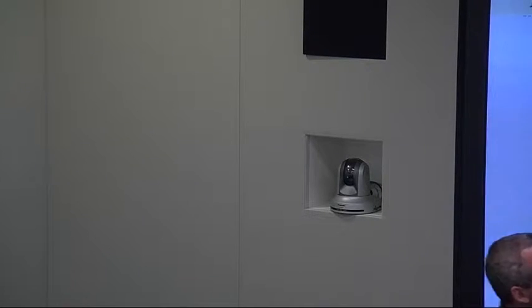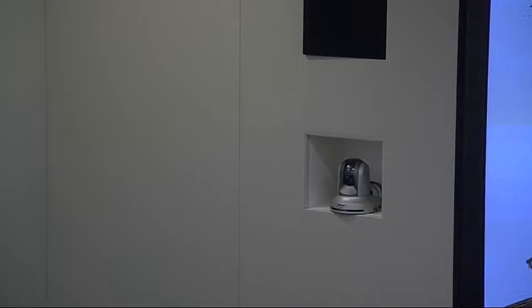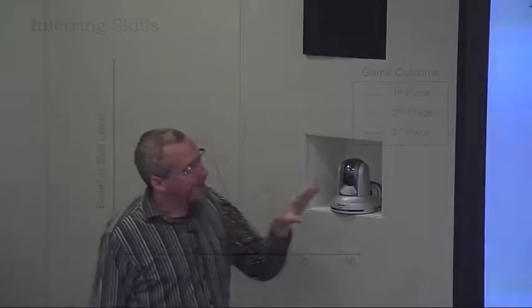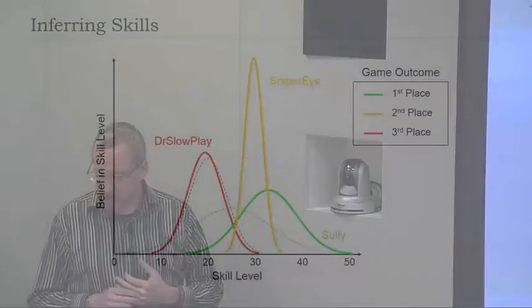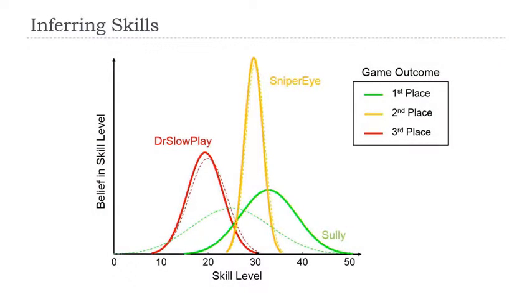Now this game happens, and what happens in this game is that Sully comes first, Sniper Eye comes second, and Dr. Slowplay comes third. So what might you expect to happen to these curves given that outcome? What might happen to Sully? Yeah, shift to the right and get sharper, right? So here's what happens. And here's what happens to Sniper Eye. He goes down very slightly because we're already pretty confident in his skill. And here's what happens to Dr. Slowplay. He also goes down a bit more.